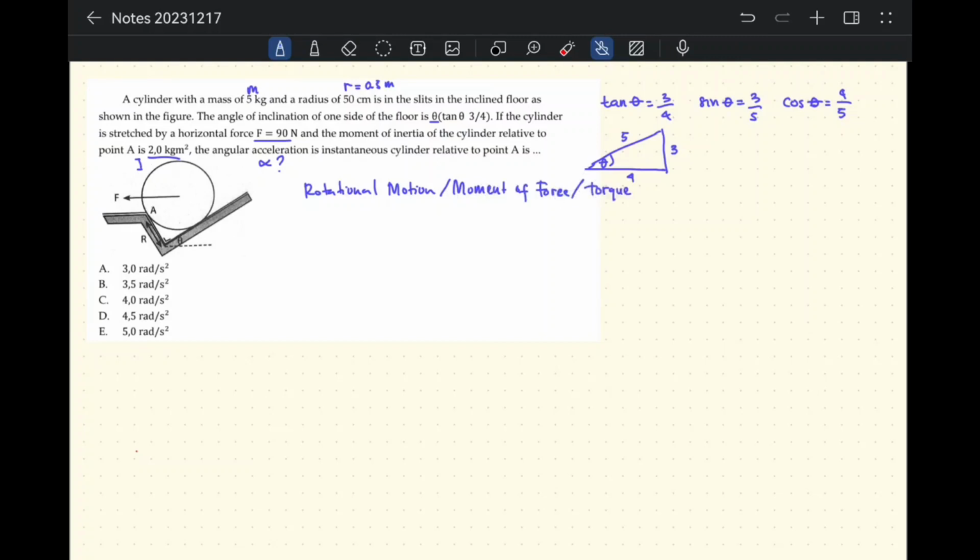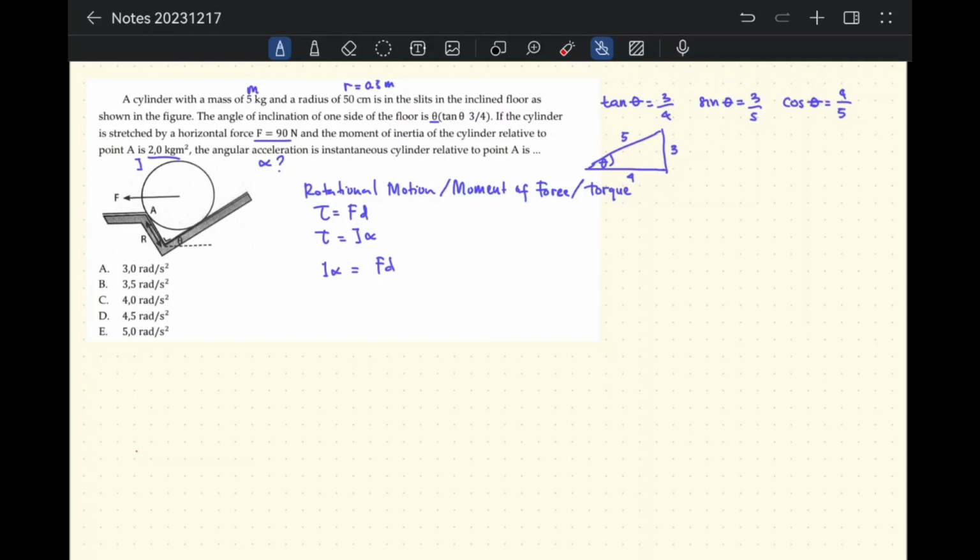Do you guys still remember the formula of moment of force or torque? Torque is equal to the product of force and its displacement. Or there is also the relationship between torque and inertia. Torque equals moment of inertia times angular acceleration. So we can combine these two formulas to I alpha equals F t.